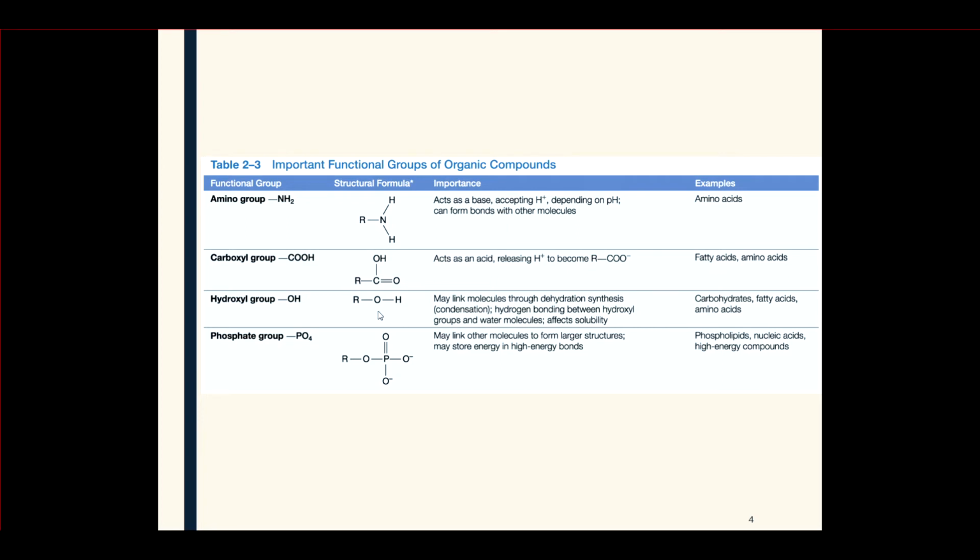While we're on the slide, we'll stay here. An OH group is what we call a hydroxyl group, right? These we see in all three carbs. We see them on fatty acids. We see them on amino acids. I'll point them out to you as we do those structures.